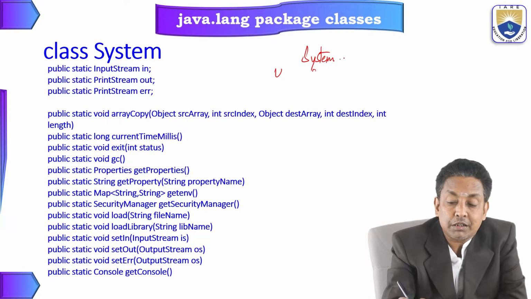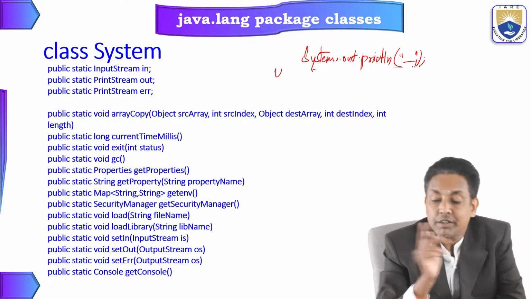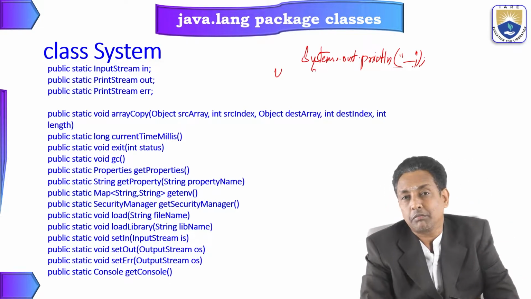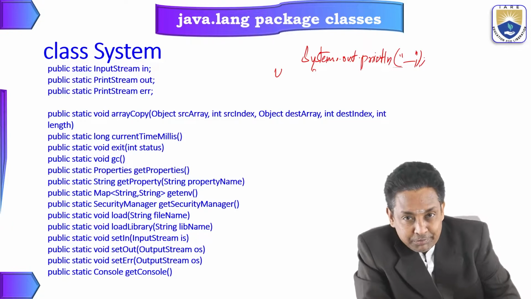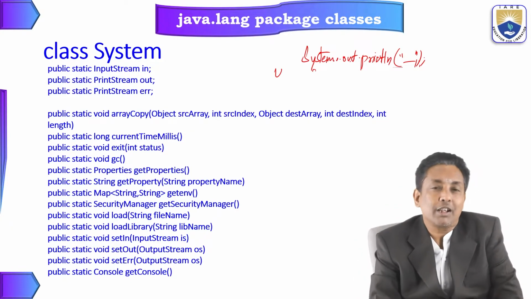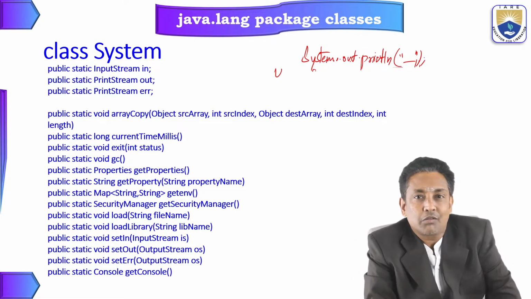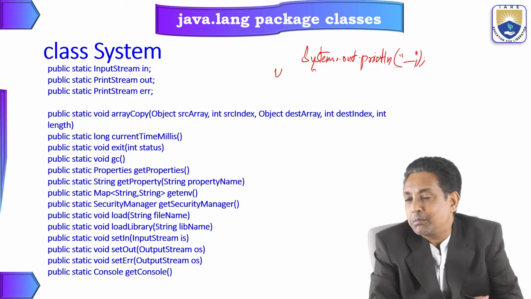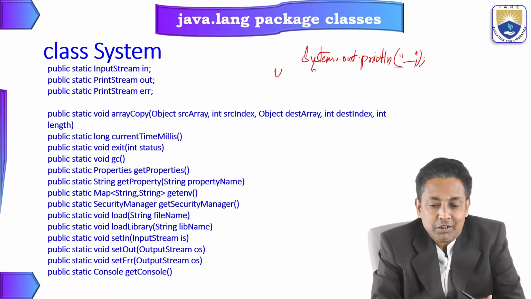what is the meaning of System.out.println? Actually, we cannot explain the System.out.println statement in the first program, that means in the hello program, because by that time we don't know what a class is, what an object is, what a static method is, what a non-static method is, what a static variable is, what a non-static variable is.